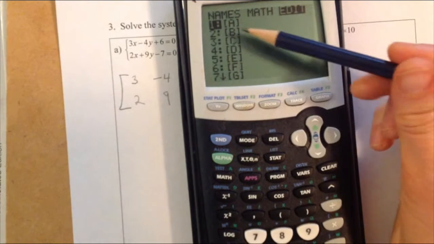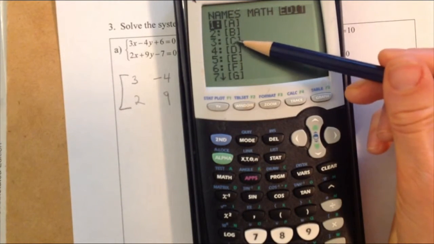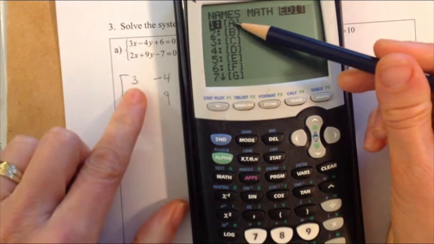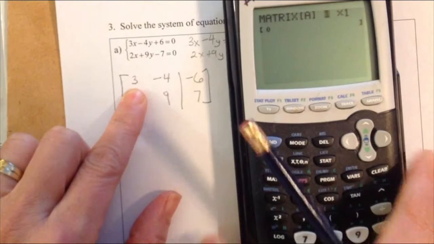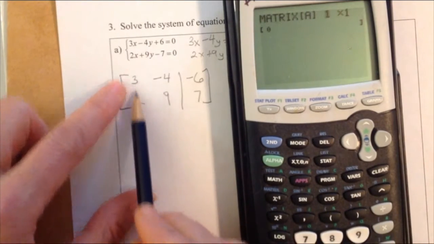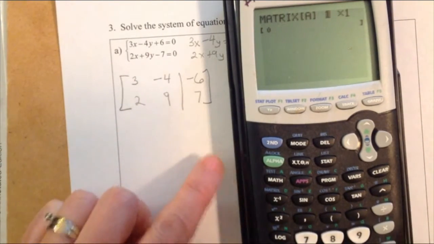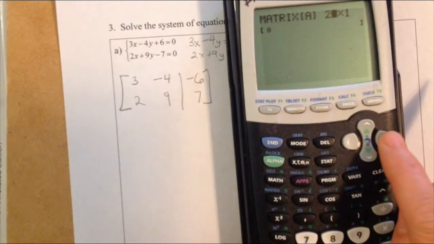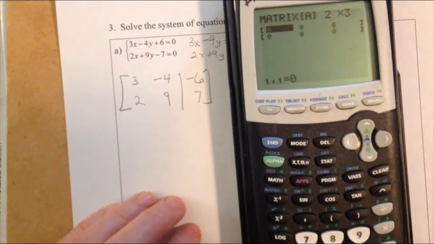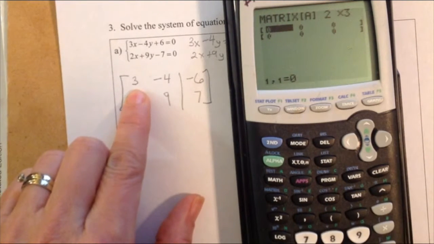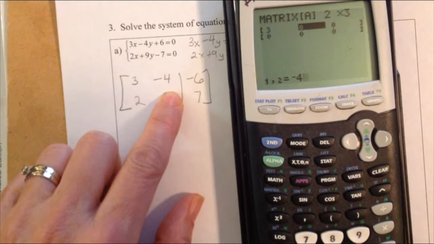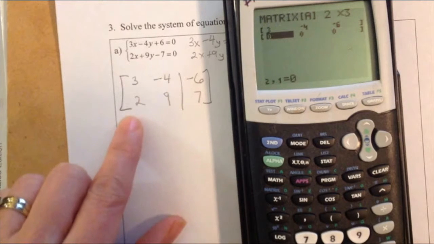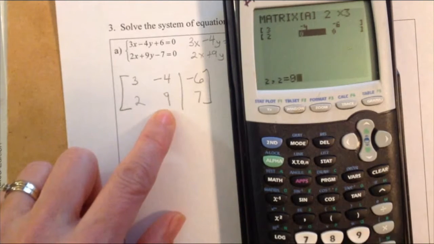Okay, and now I get to choose where I'm going to put this matrix. I'm just going to put it in the first one, so I'm going to choose enter. And now I have to tell it the dimensions. So we have a 2 by 3 matrix. Now I'm just going to put in all of the entries: 3, negative 4, negative 6, and then 2, 9, 7.